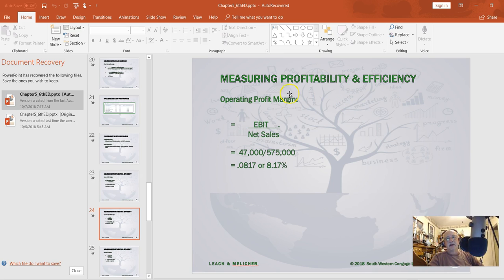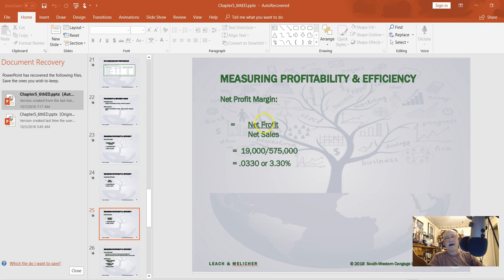All right, the operating profit margin, and we're marching down the income statement, right? Earnings before interest and taxes over net sales is about 8 cents on the dollar, right? And all of these get pulled up with the interest. These two get pulled up with the interest.